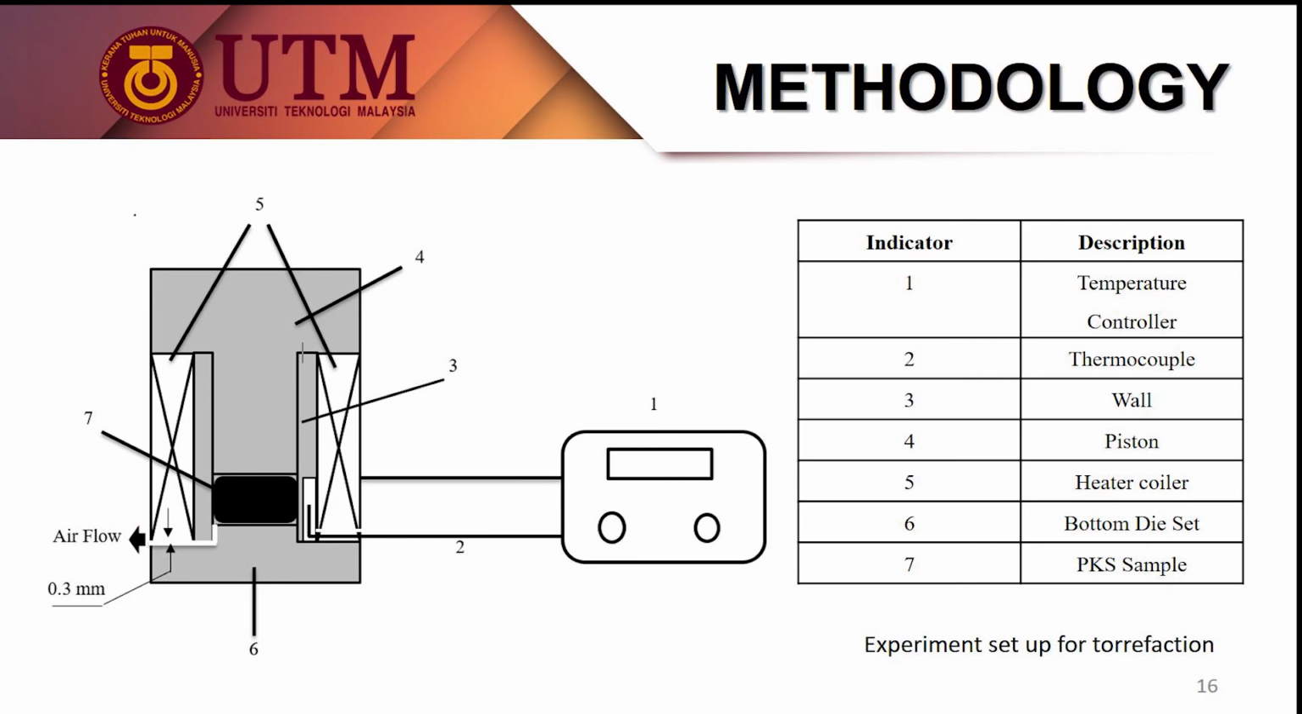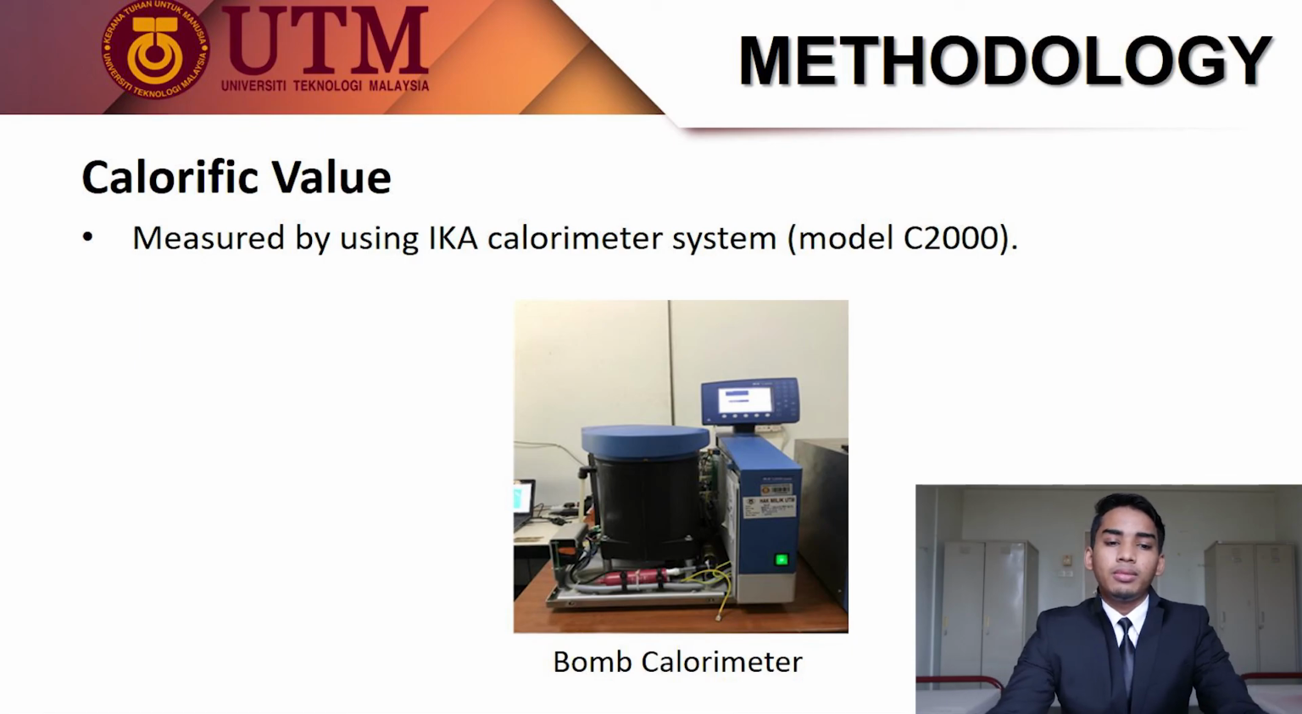Here is the experiment setup for the torrefaction process. The thermocouple was placed close to make sure that it records the temperature reading of the sample. For calorific analysis, the bomb calorimeter is used to measure the value. For each analysis, 0.3 gram sample was used.